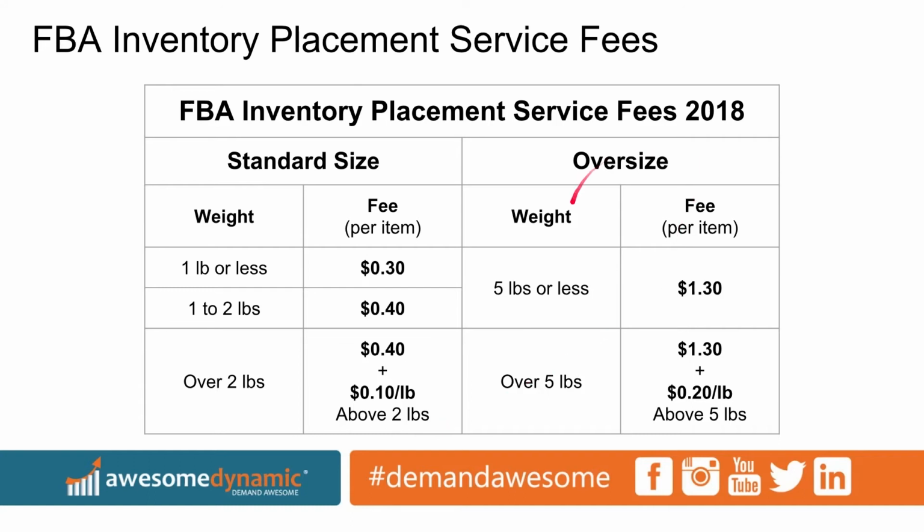Oversize is a little simpler. They just have two different ranges. One is if it's 5 pounds or less, Amazon charges $1.30 per item. If it's over 5 pounds, they charge that $1.30 plus 20 cents per pound above that first 5 pounds. Oftentimes, it's not as economical to be able to use the FBA Inventory Placement Service. However, you'll have to do the math to figure out whether or not it makes financial sense.